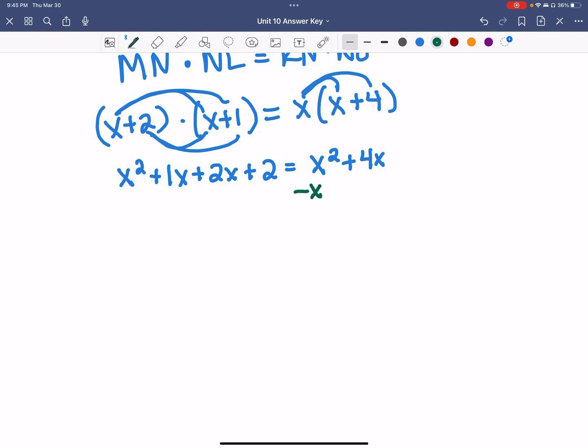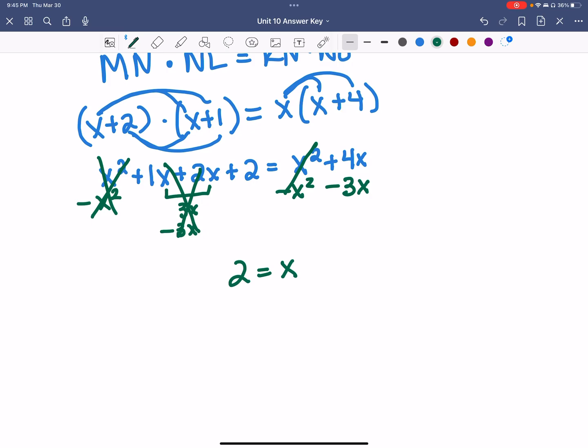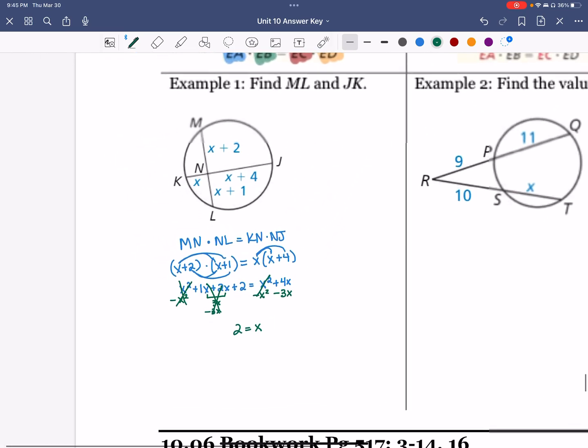From here, I'm going to subtract x squared from both sides, and at the same time, kind of combine steps. I'm going to bring these together. That's going to be a 3x, and I'll go ahead and subtract my 3x from both sides. This ends up cutting out both of my x squareds, thankfully, and then this is all canceled out as well. So I'm left with 2 equals 4x minus 3x, which is just x. And this gives me my value of x.